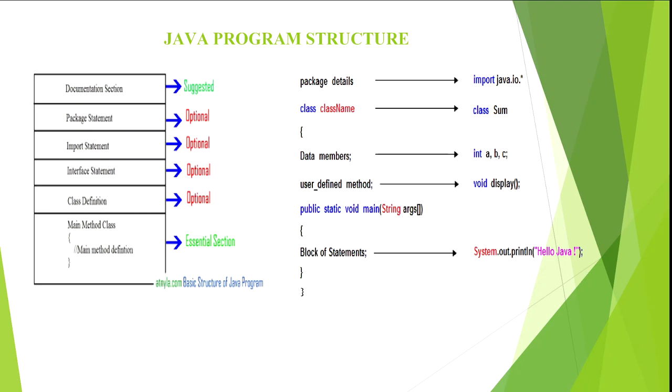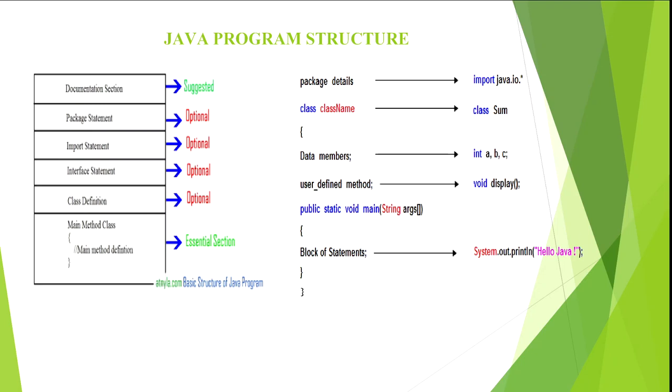Next, I take sum as the name of the class. In that class, I have used three data members A, B, C of type integer and one method display. And the main method is a little bit different from the C language. In C and C++, we use only void main. But in Java programming, the main method line is public static void main string args.